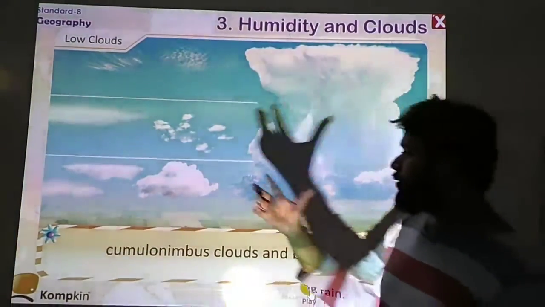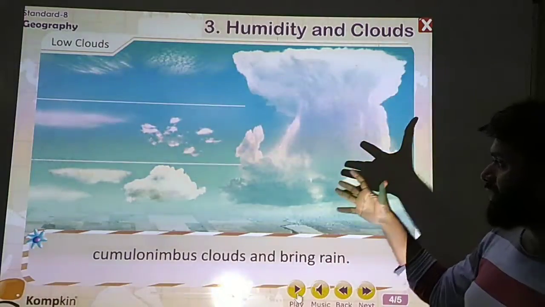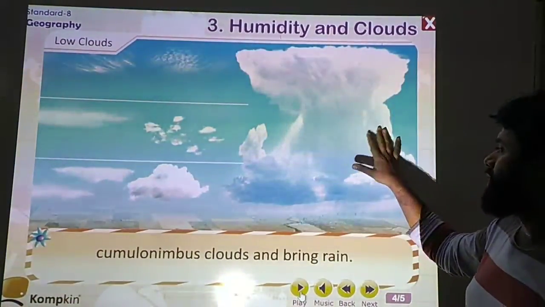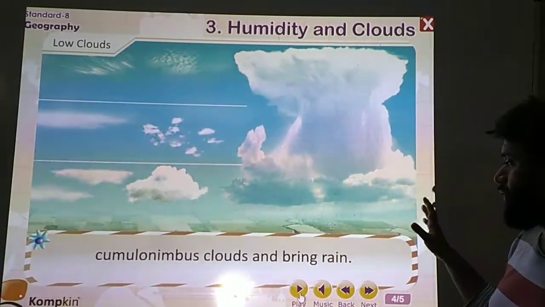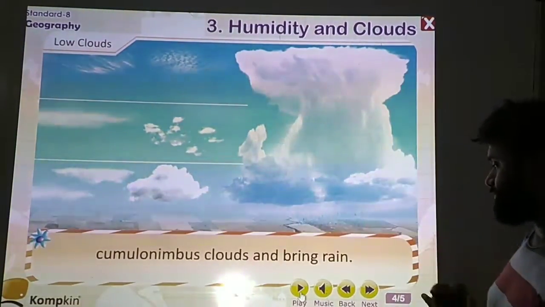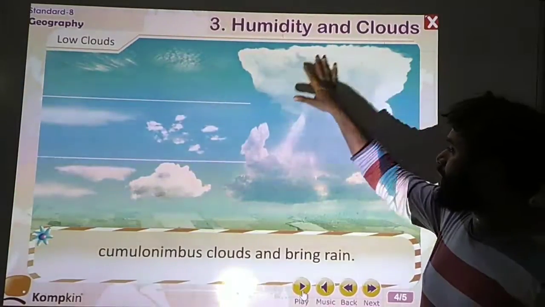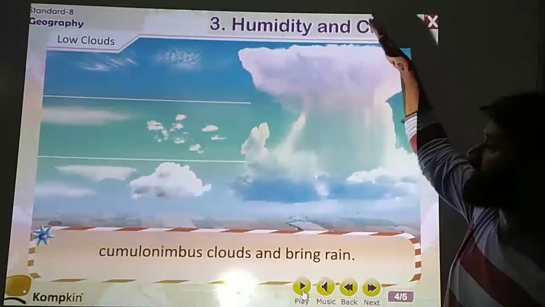This cumulus cloud turns into this cumulonimbus cloud. When it keeps on adding the water vapor, it turns into this. It's a huge mountain like this. So this is the cumulonimbus cloud. They bring rain, but not very much rain. Other than that, what is the quality of this cloud? It's a huge size, mountain size.